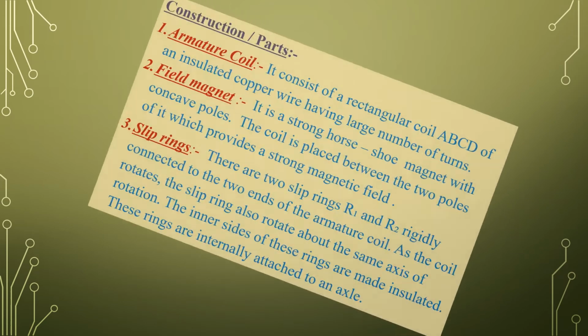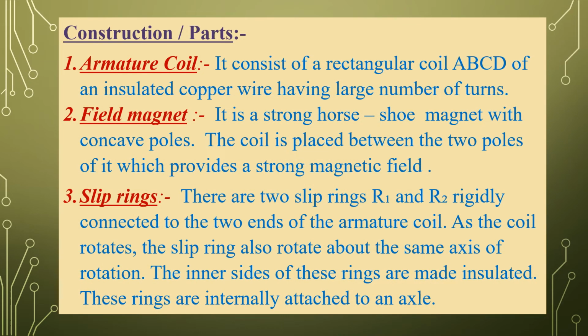Now we will see the construction or parts of an electric generator. The parts of an electric generator are almost similar to the parts of an electric motor, which we have already discussed. The main change here is the slip rings. That is, in an electric motor we use split rings, and here we use slip rings. So we will discuss one by one. The first one is the armature coil. It consists of a rectangular coil ABCD of insulated copper wire having a large number of turns.